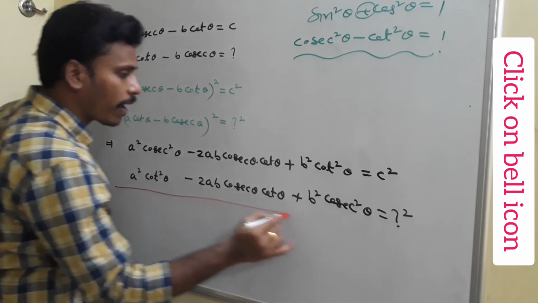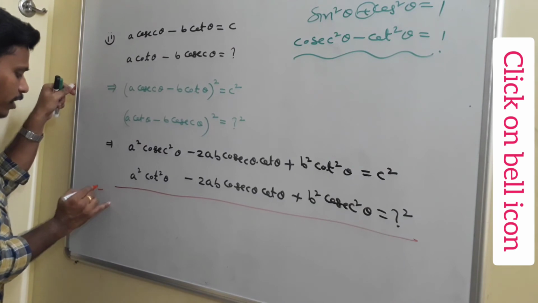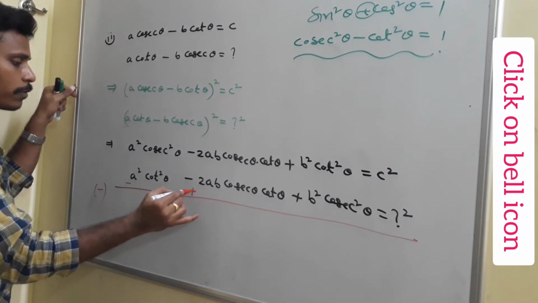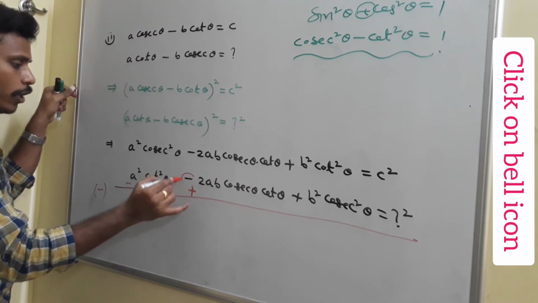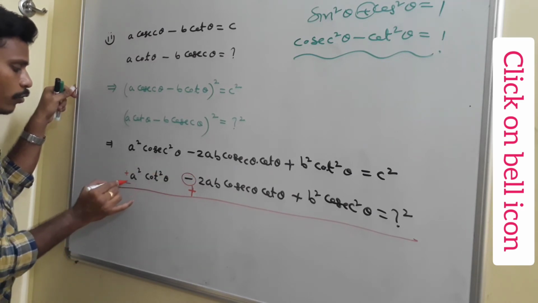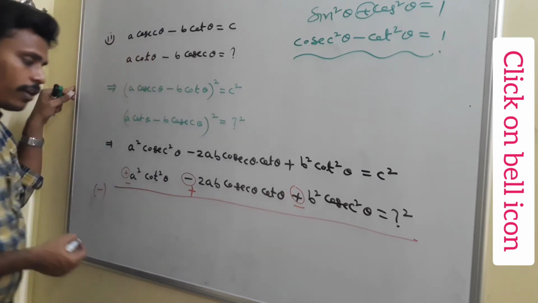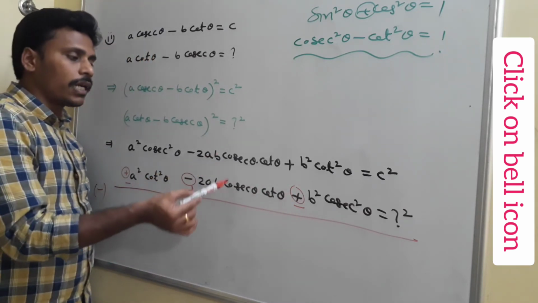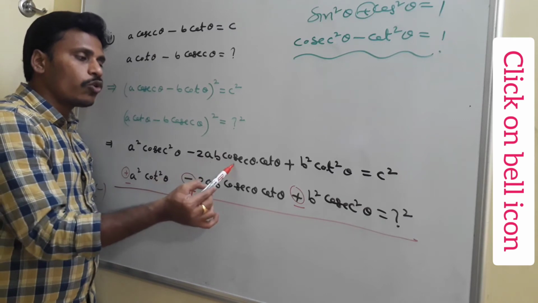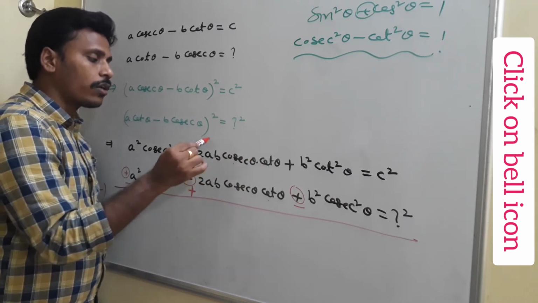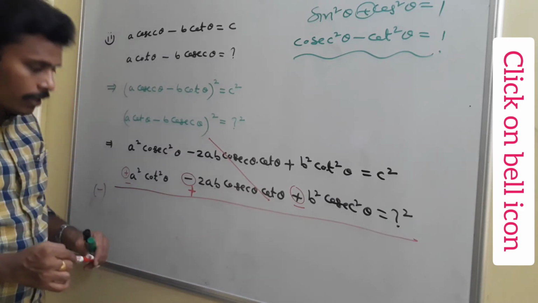See, you need to subtract these two statements. While subtracting, the symbols will change, right? So this is minus, you need to replace it with plus. This is plus, you need to replace it with minus. And this is plus, you need to replace it with minus. Is it clear? And now look at the middle terms. This is minus 2ab cosecant theta cot theta, and this is plus 2ab cosecant theta cot theta. These two terms will get cancelled.